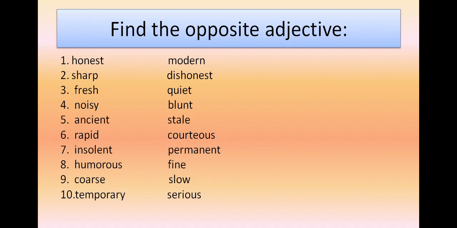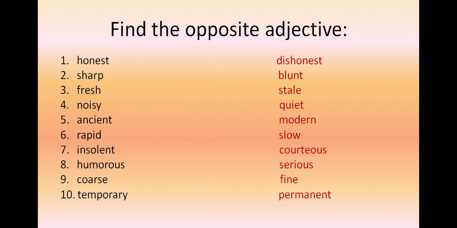Now we are going to find the opposites of these adjectives. The opposite of honest will be sharp, fresh, noisy, ancient, rapid, insolent, humorous, coarse, temporary. I'm sure you've got it all right. Now, let's see the answers.